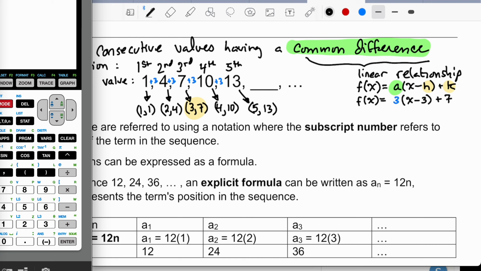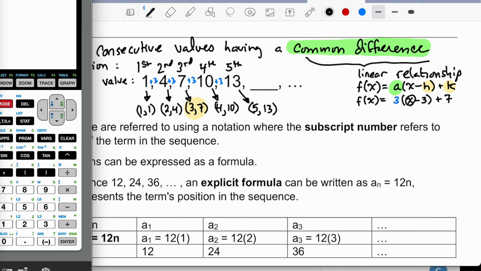And you can verify this pretty easily. Just take a number and plug it in. So if I want to just verify that the first value is going to be 1, I would replace the x here with a 1 and see what I get. 1 minus 3 is negative 2. 3 times negative 2 is negative 6. Plus 7 is equal to 1. All right, so it checks out.